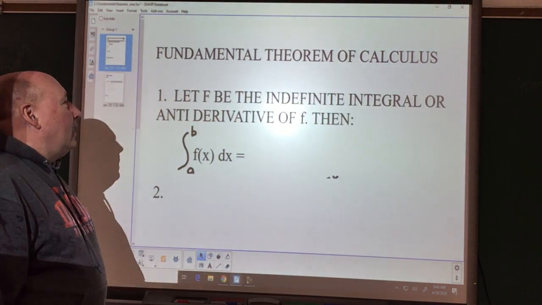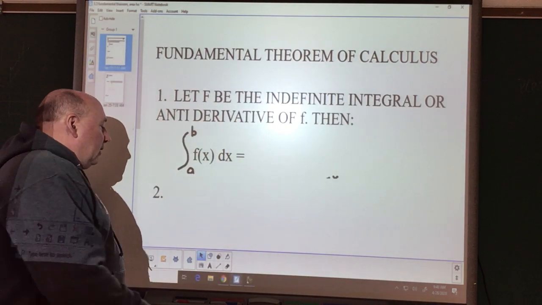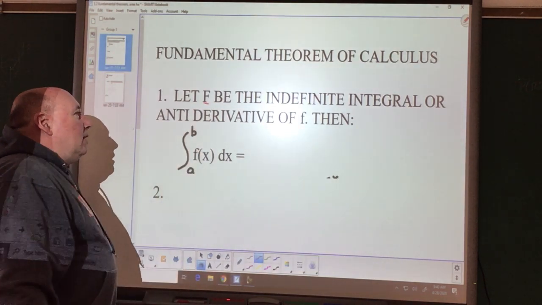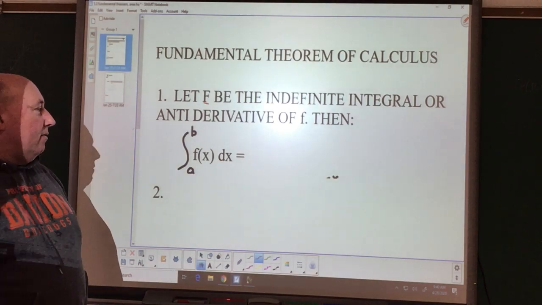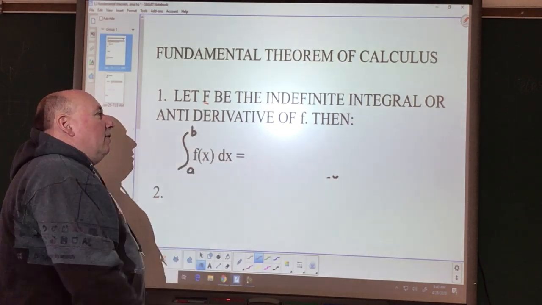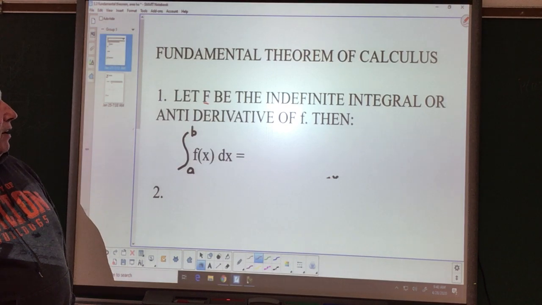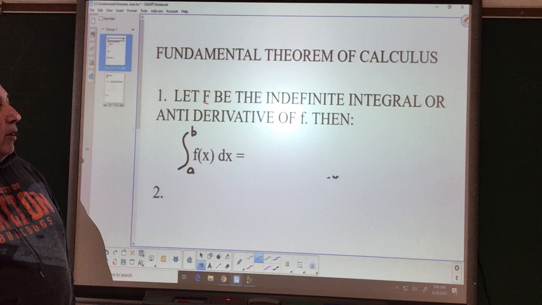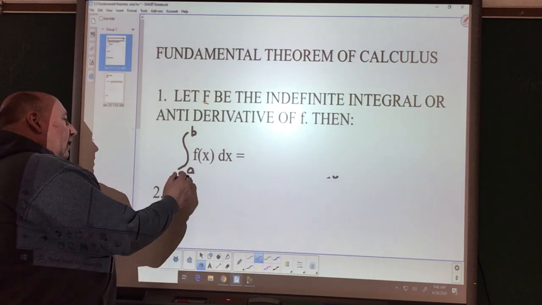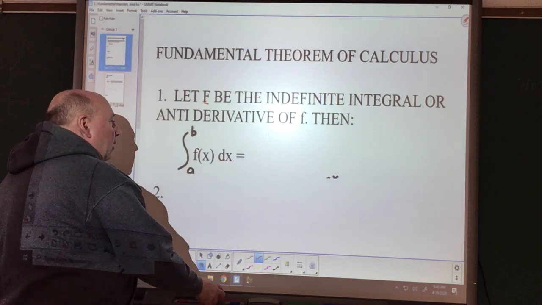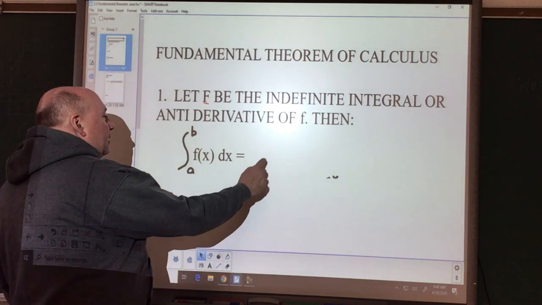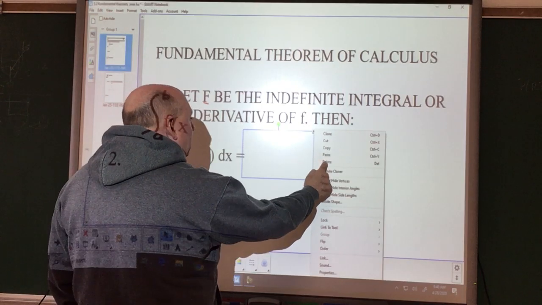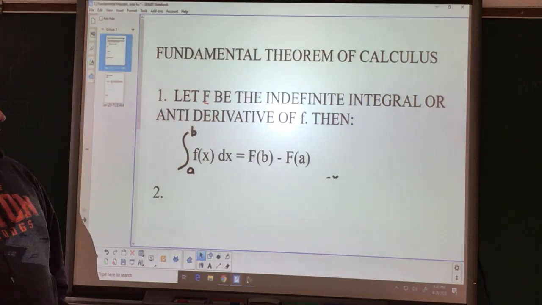Let big F be the indefinite integral, the antiderivative, of little f. Okay, so big F is the antiderivative, the indefinite integral for little f. Then, if I take the integral from a to b of f of x, this is equal to F of b minus F of a.